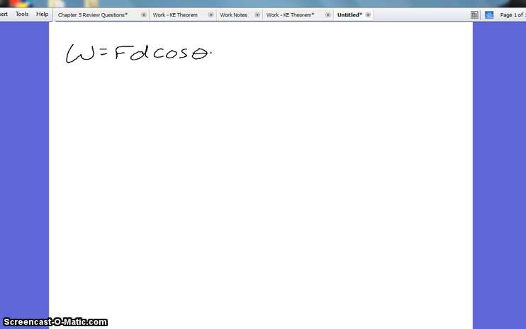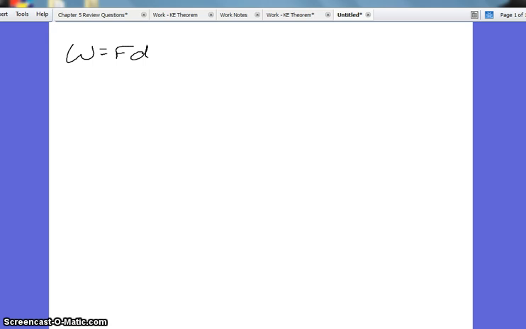And just for the ease of calculation, we're going to say that our direction of motion and the direction of the force are the same. So that gives us an angle equal to 0 degrees, and the cosine of 0 is 1. So anything times 1 is itself. And so we're just going to ignore that cosine for this derivation.